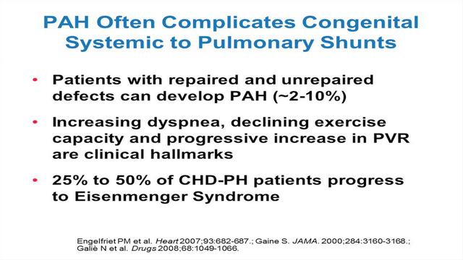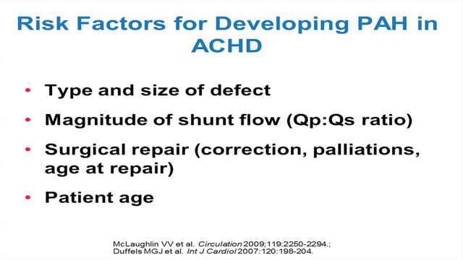So risk factors for developing, I mentioned type and size of defect. Usually the larger the defect, the more downstream it is in the circuit. So ASDs are less common than VSDs. PDAs more commonly cause pulmonary hypertension than VSDs. But VSDs are in fact the most common lesion we see associated with pulmonary hypertension. There's a magnitude of shunt flow that's important, the greater the amount of shunt. But remember, shunt is a moving target.